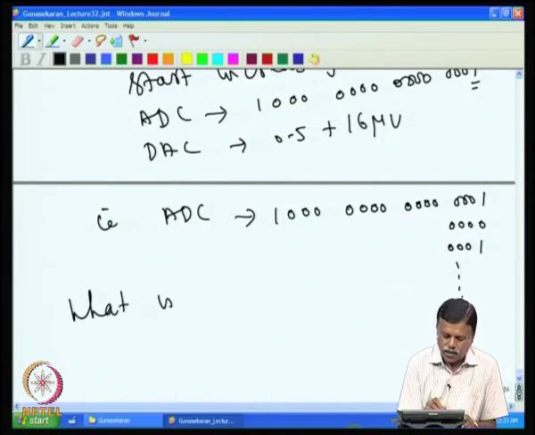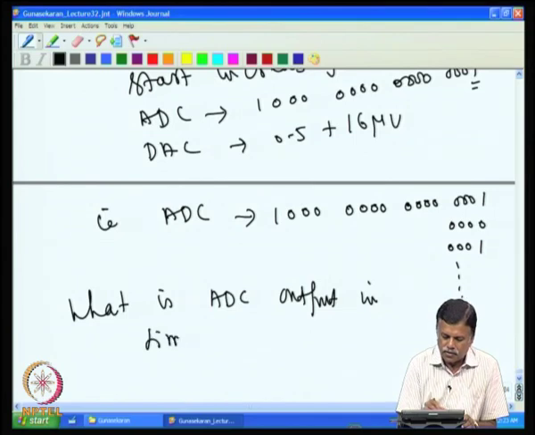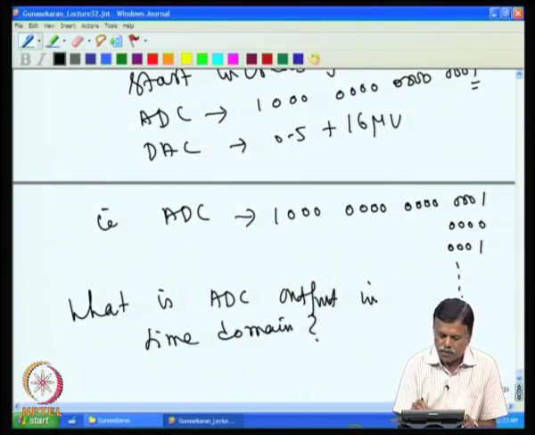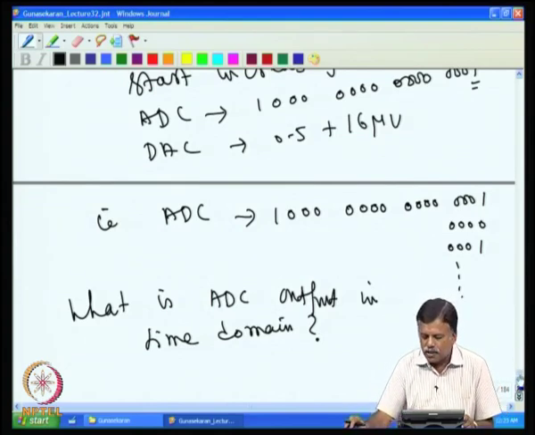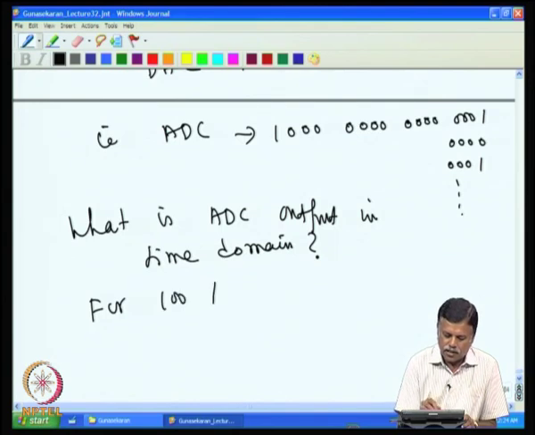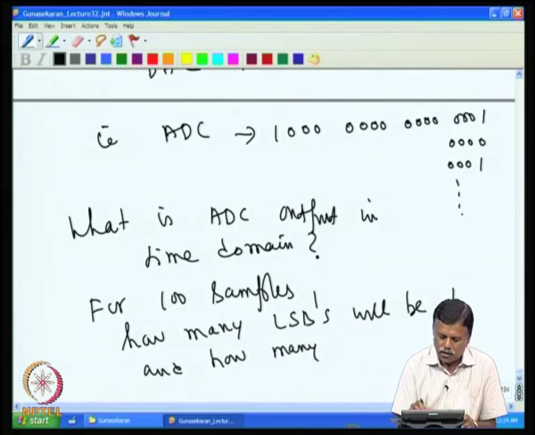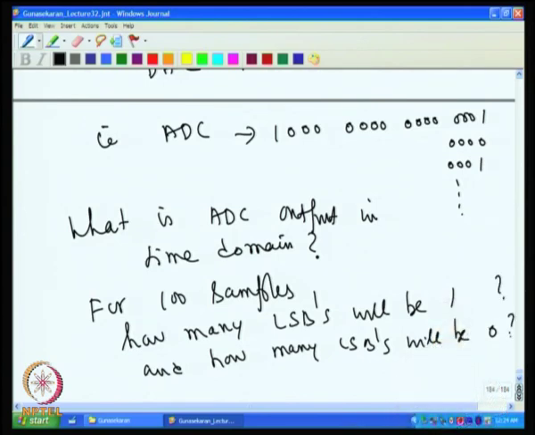Now if I am seeing the output in time domain, what is the ADC output in time domain? Actually, if you take 100 samples, for 100 samples, how many LSBs will be 1, and how many LSBs will be 0? This is the question that is asked: out of 100, how many will be 1, and how many will be 0.